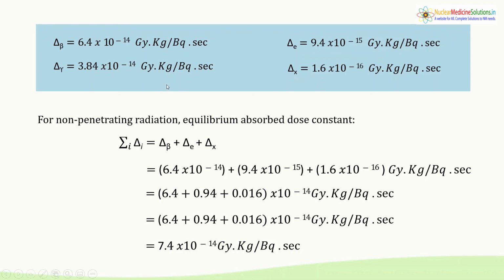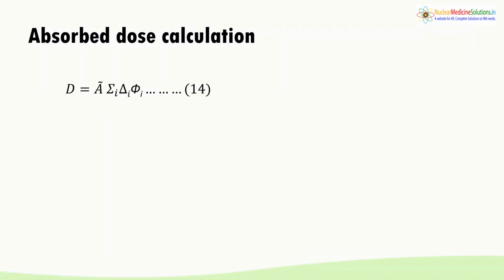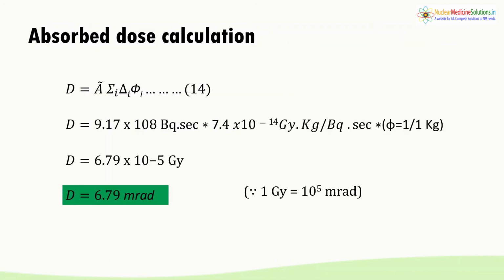So the equilibrium absorbed dose constant sigma I delta I will become delta beta plus delta E plus delta X-rays, and the total of these becomes 7.4 × 10^-14 Gy·kg per Bq·s. So we can finally calculate the absorbed dose because we know the value of A tilde, we know sigma I delta I, we know phi I because it is for non-penetrating radiation and the value is always 1, and we know the mass of the organ. Combining all together, the total absorbed dose will become 6.79 millirad.